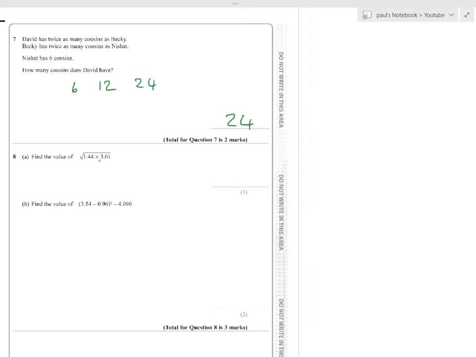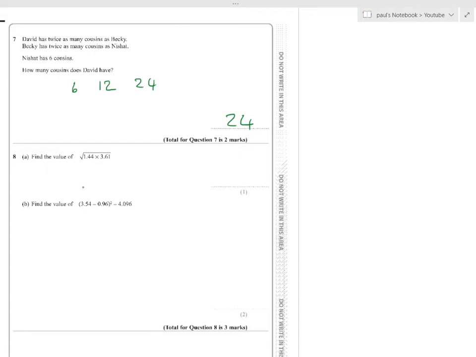Find the value of 1.44 times 3.61. Calculator paper, so don't worry. 1.44 times 3.61 equals that, and then do the square root of that. It's a bit complicated. 4.65. Hang on, have I done that right? I don't know.